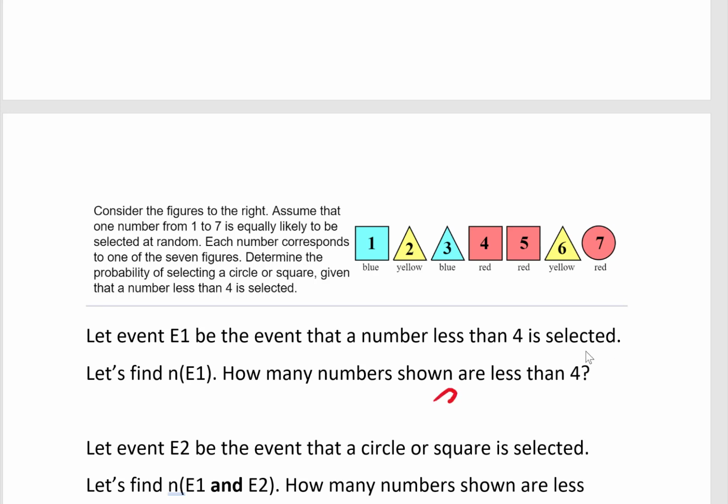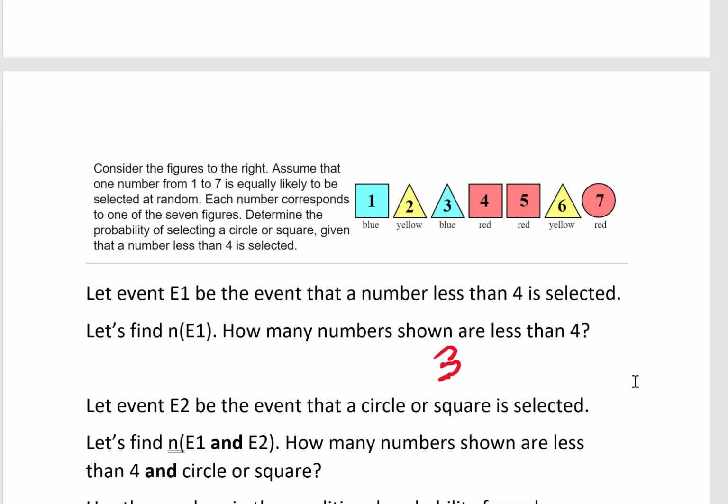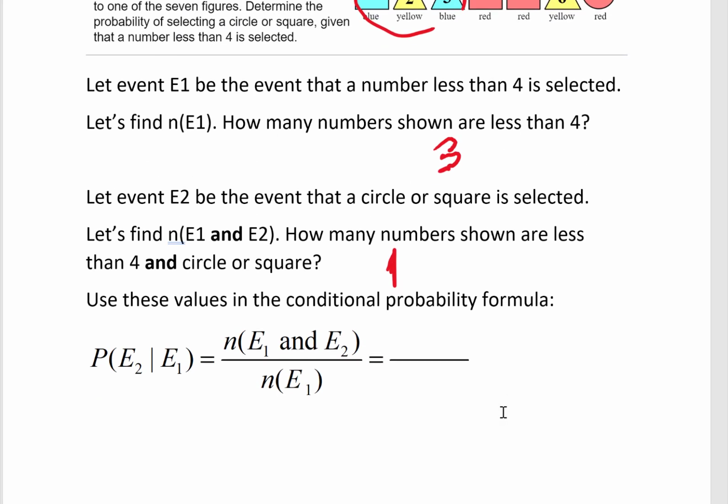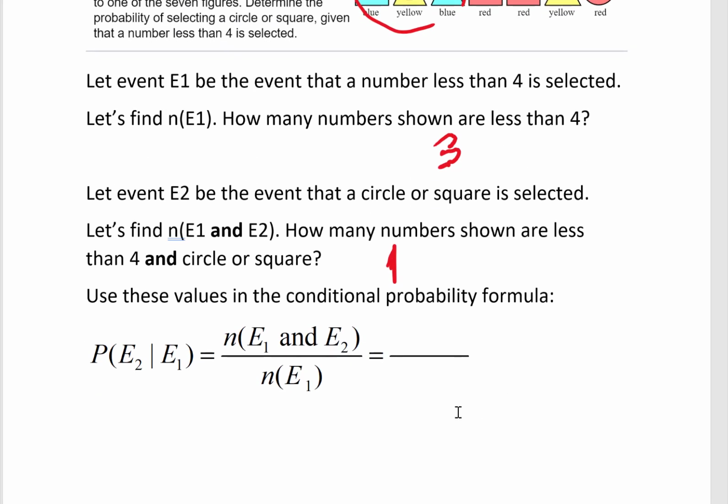So that is 3. And then we're going to let the event E2 be the event that a circle or a square is selected. And now we want to find the number of outcomes in E1 and E2. How many numbers are less than 4 and circle or square? So less than 4 are the outcomes right here. And we see that only one of those is a square. There are no circles in there. So the conditional probability of event E2 given E1 is going to be 1 over 3.